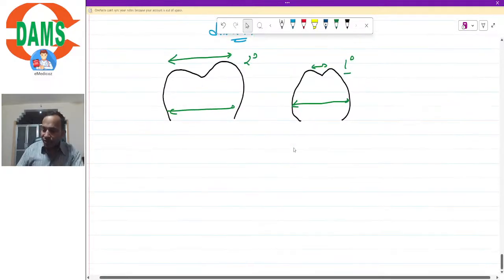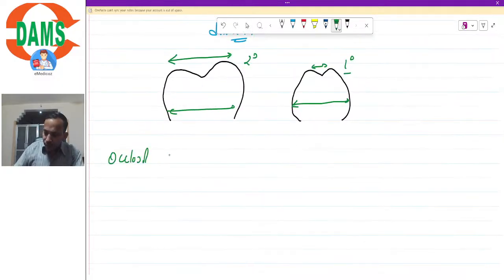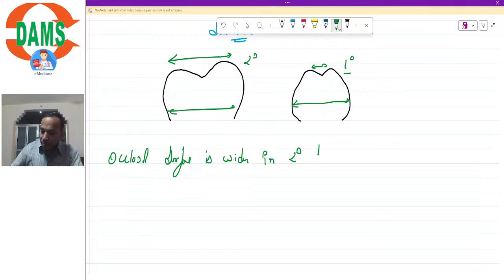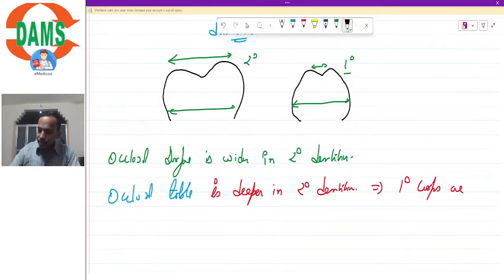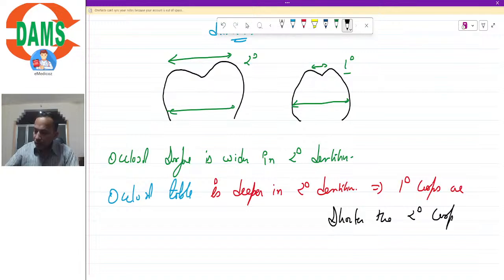So first of all, the occlusal surface is wider in permanent dentition and the occlusal table is deeper again in permanent dentition. So what does this imply? It implies that the primary cusps are shorter than permanent cusps, right? So primary cusps are shorter as compared to the permanent cusps.